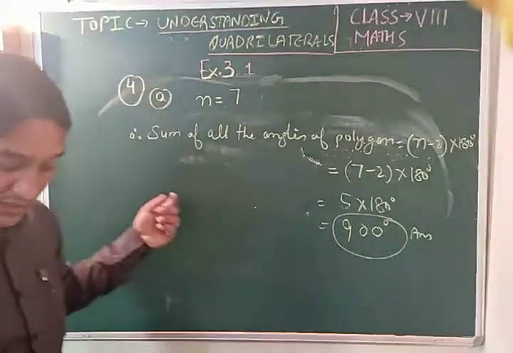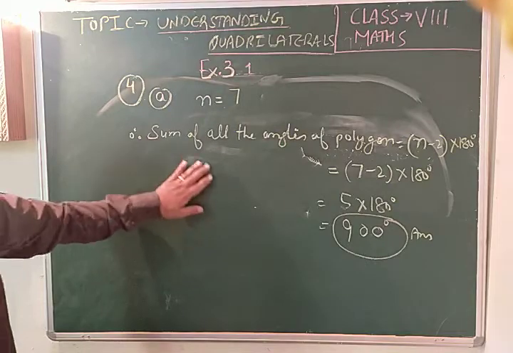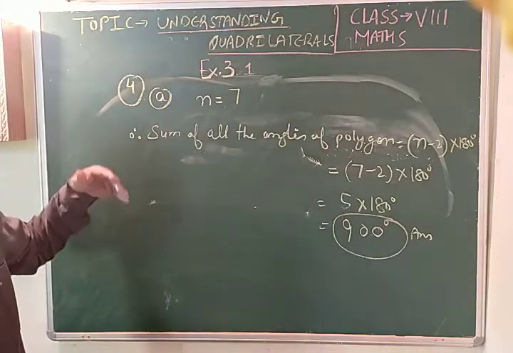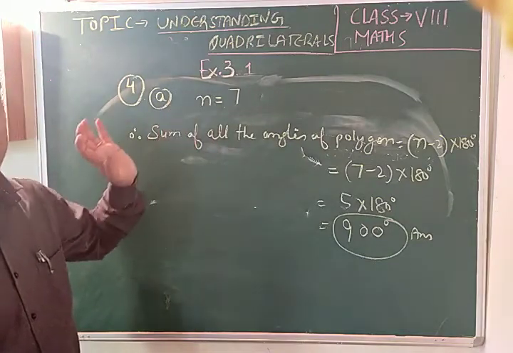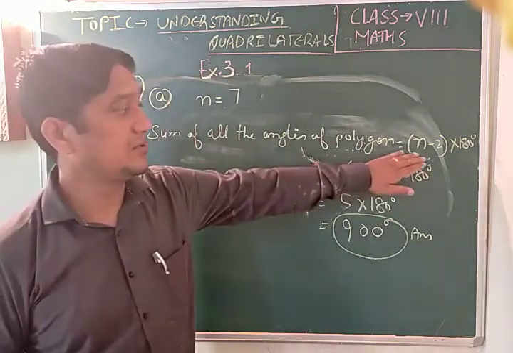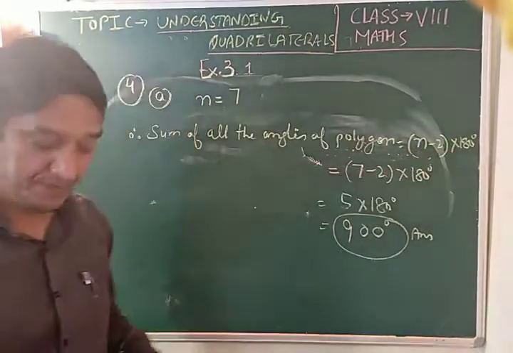Understood? So children, the rest of the parts, B part, C part and D part, try on your own. They all are the same. Or you can find the sum of all the angles of any polygon with any number of sides by using this formula, that is n minus 2 into 180 degrees.